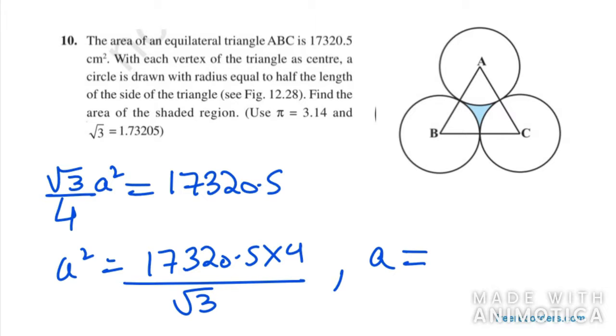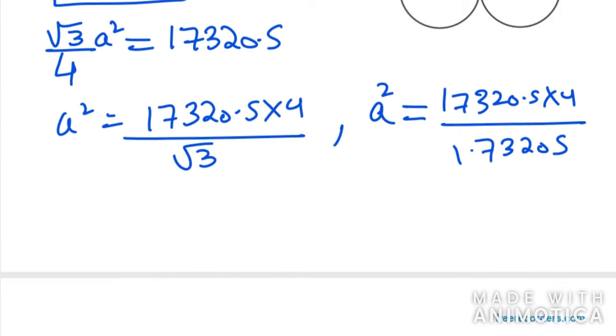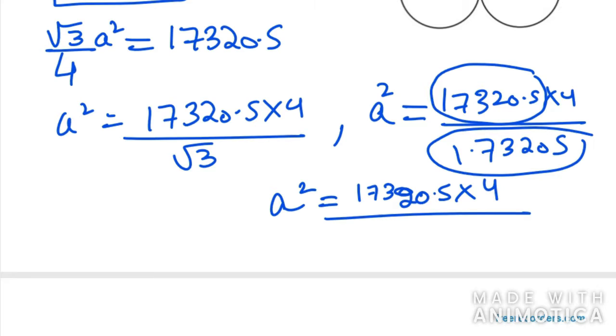So let us find what will be the answer. As you can see that under root 3 value is already given to you. So let's put this 1.73205. Now, as you can see that these values are quite similar. Only the difference is that they have different point. So how to remove this obstacle is by removing point.